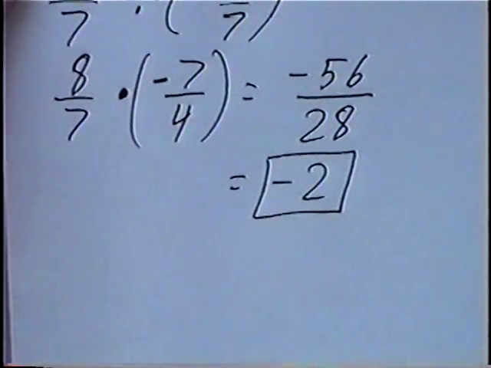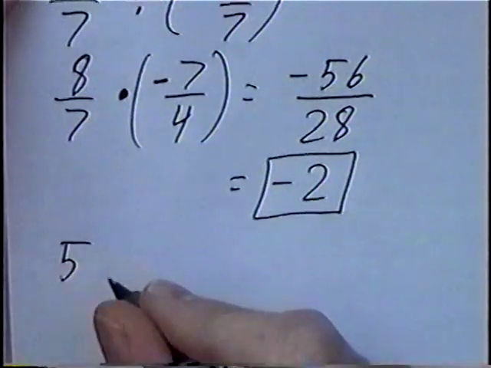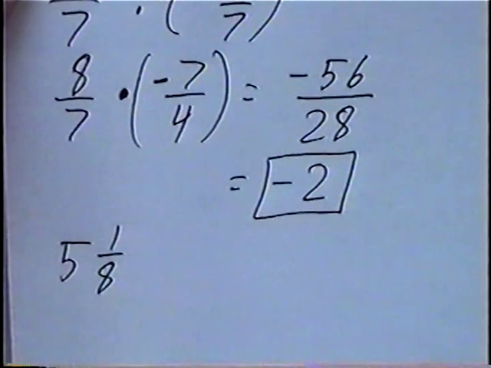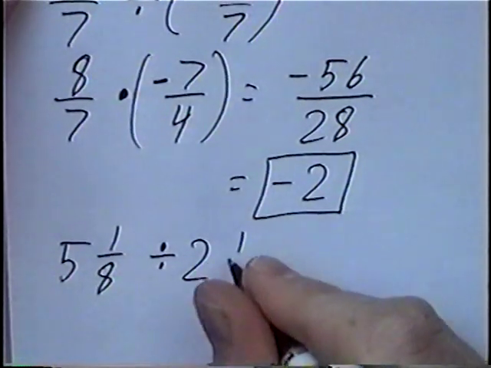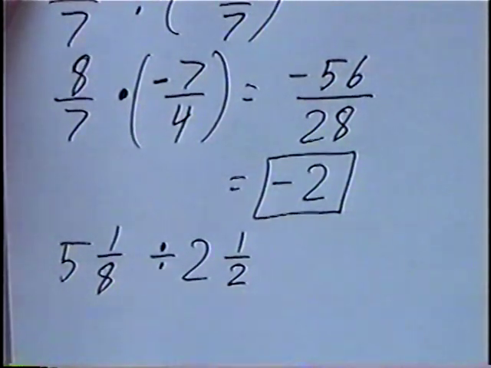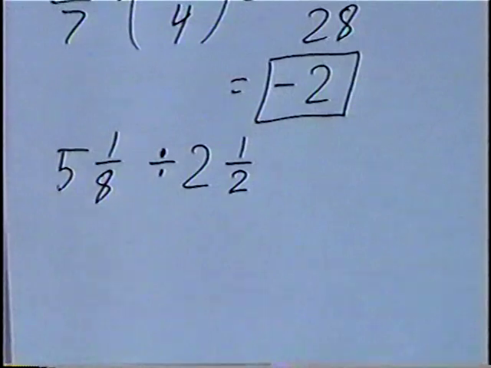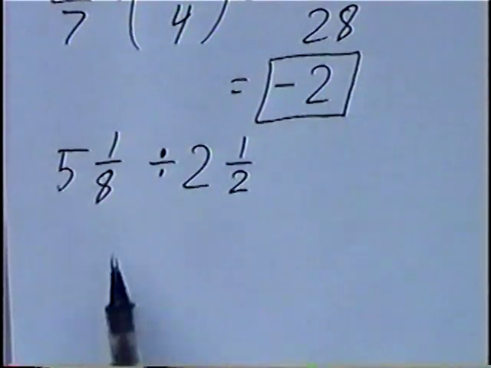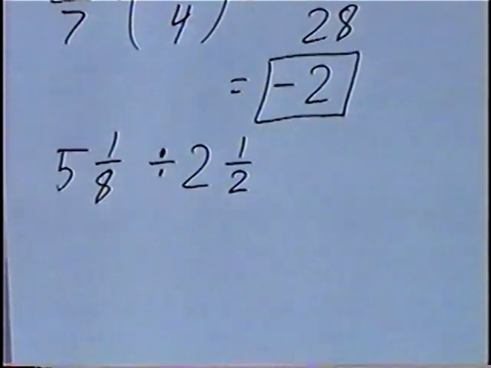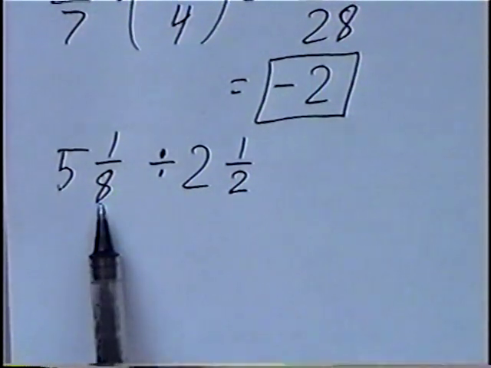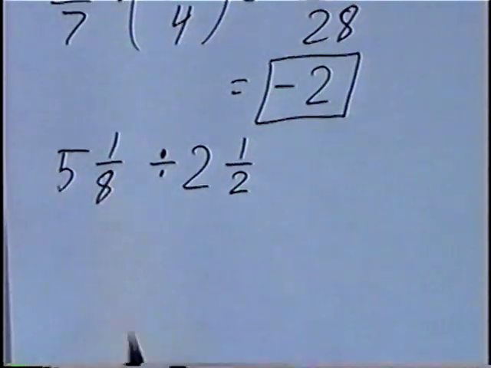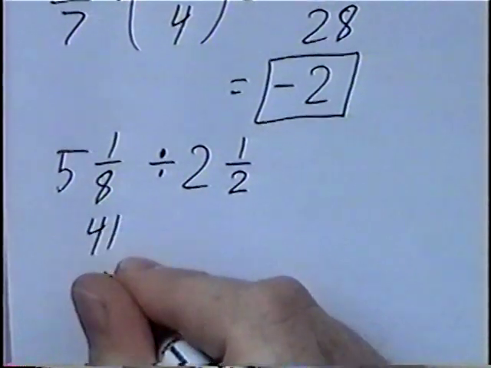Next question. We'll have a mixed number, 5 and 1/8, divided by 2 and 1/2. Mixed numbers again, from previous sections, we can change into one fraction or an improper fraction. Again, multiplying 5 times 8, which would be 40, plus one more would be 41 over 8.